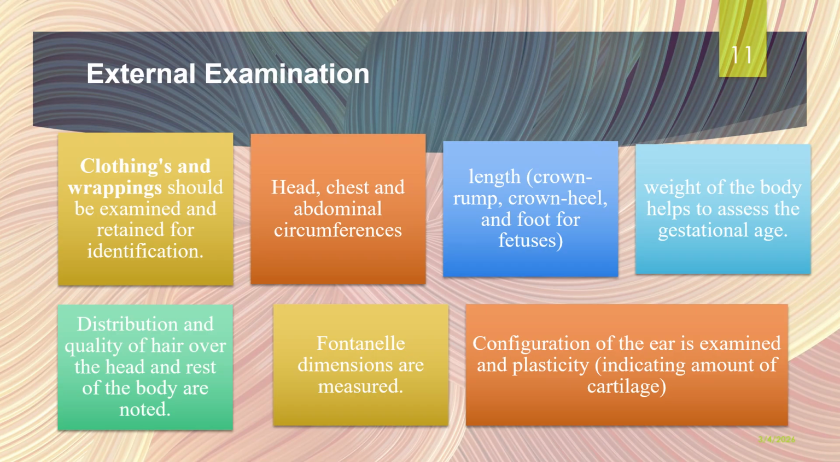So these are some of the external features that you will see. If you wrap up, what are those? Clothing, then the circumferences of the head, chest, and abdomen, then the crown-rump length, the crown-heel length, and the foot length have to be taken. Weight of the baby has to be noted down. Then the hair distribution throughout the body and the head has to be noted. Then fontanelle dimensions are to be measured. Then the configuration of the ear has to be examined.